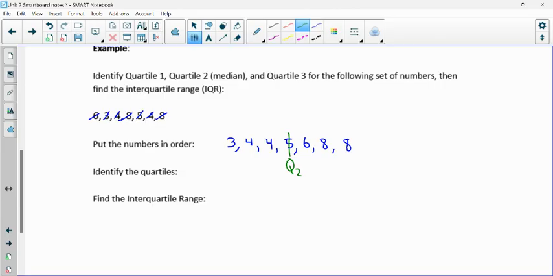Okay, my Q1 then is going to be the middle of the left side. So I have 3 numbers on the left side. The median of that would be this 4. So that 4 is our Q1. And then the Q3 is the median on the right side. So I have 3 numbers to the right, and that 8 in the middle would be Q3. So again, Q1 is 4, Q2 is 5, Q3 is 8.